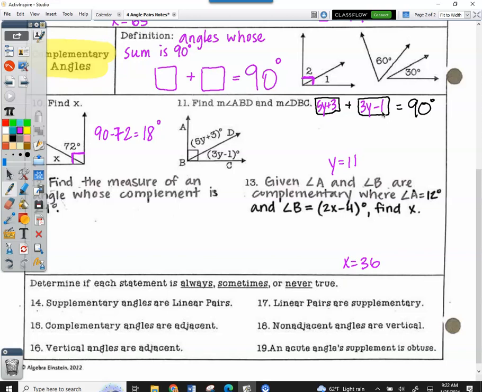It could be 41. I'm going to try that in my head. Did you do 12 plus 2x minus 4 equals 90? Oh, I think I did 80. Let's see. So that'd be 90 minus 8 would be 82 divided by 2. Did you get 41? It is 41.